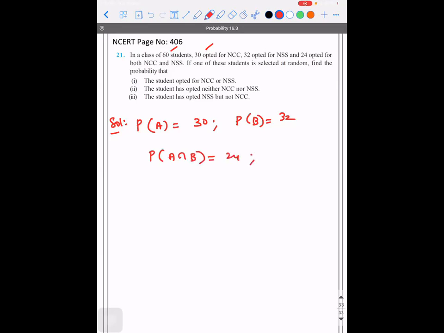If one of the students is selected at random, the probability that the student opted for NCC or NSS is 30 plus 32 minus 24. That is 38. So I have a doubt, sir. How can we call it that? The whole thing divided by 60, because it's greater than 1, no? I was just looking at numbers. So 38 by 60, that is going to be 19 by 30. Correct?